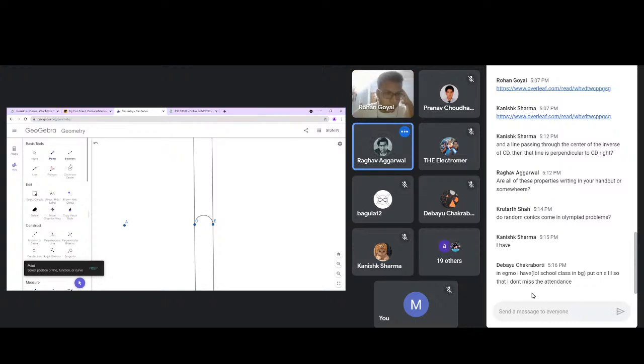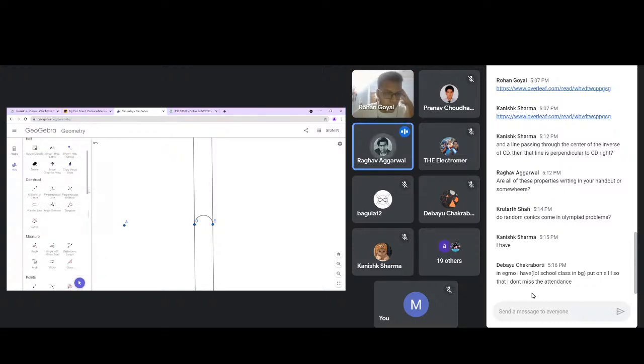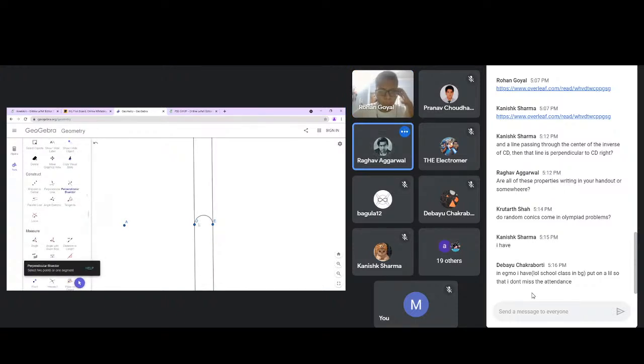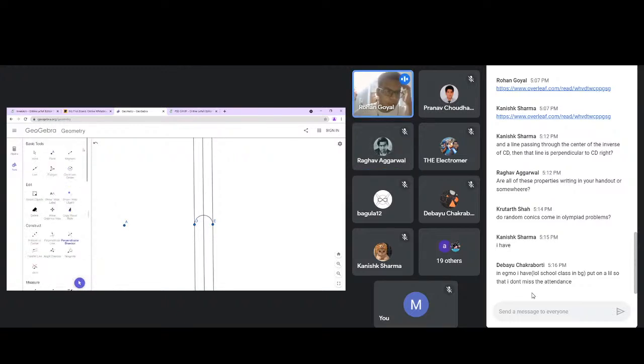So all of those properties you told are in your handout, right? Yes, they are very common properties that you should know. Of course. Okay, now we can work finally. There's a reflect about point. Reflect, reflect, reflect.